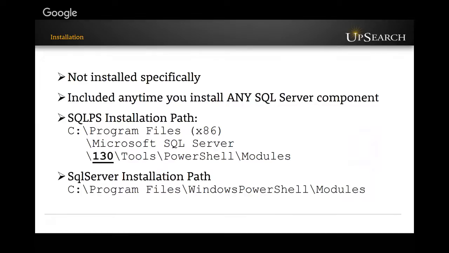Now, SQL PS goes into Program Files, Microsoft SQL Server. You'll see the 130 underlined here. That 130 basically is the version number of whatever platform of SQL you're installing. So it's going to be 130 for 2016, 120 for 2014, etc. But it installs the SQL PS module into this file location.